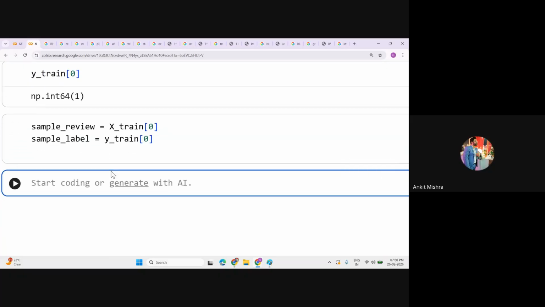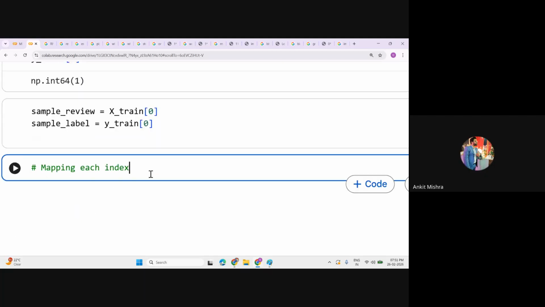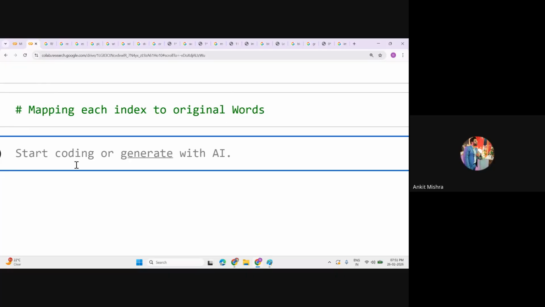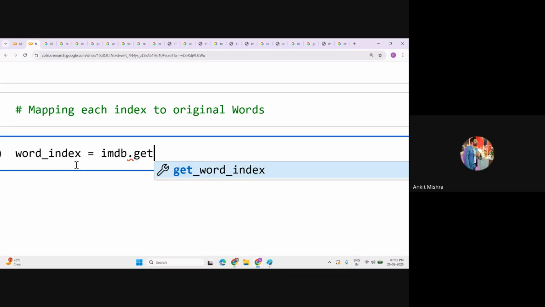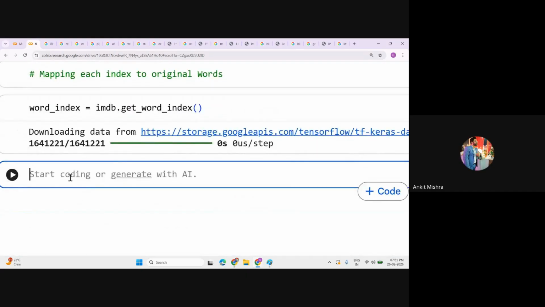Okay, now we want to print the value directly, not in the form of numbers, but in the form of words, or like a complete sentence, or in a meaningful way. Okay, so let's just map each index. These are my index, whatever values that we are getting. Let's map each index to original words, then we'll understand. Okay, for that you have to use the IMDb concept itself. Let's just call the word index, the way we have the vocabulary index. So just go to this IMDb, and inside this you will get this method which is called get word index, right? If you just run this, you have downloaded this get word index.